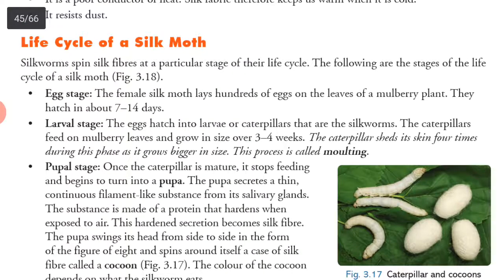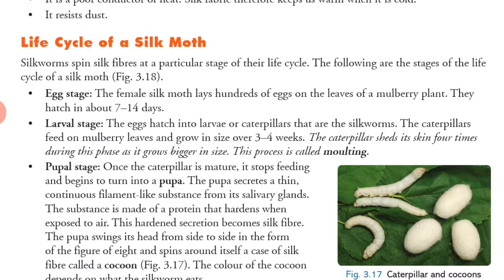We'll discuss now the life cycle of the silk moth. Silkworms spin silk fiber at a particular stage of their life cycle. The following are the stages of the life cycle of a silk moth. Egg stage: first, the female silk moth lays hundreds of eggs on the leaves of the mulberry tree. They hatch in about 7 to 14 days, that is, around 1 week to 2 weeks.